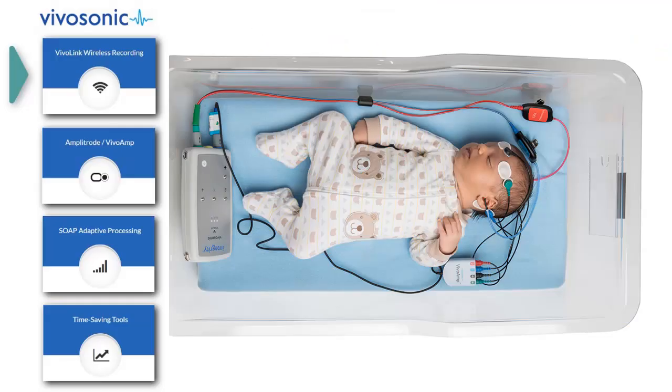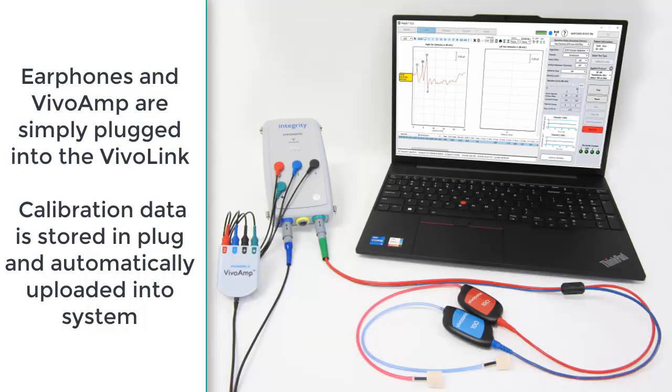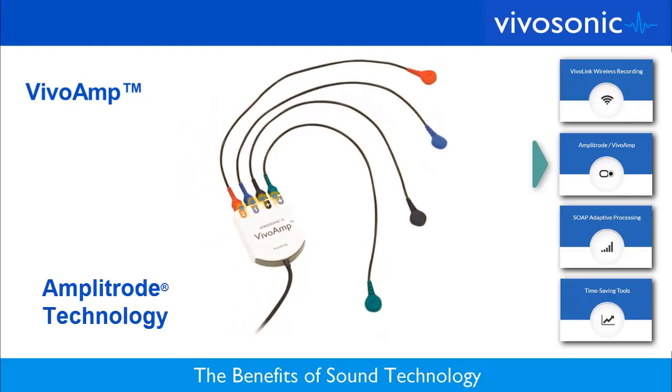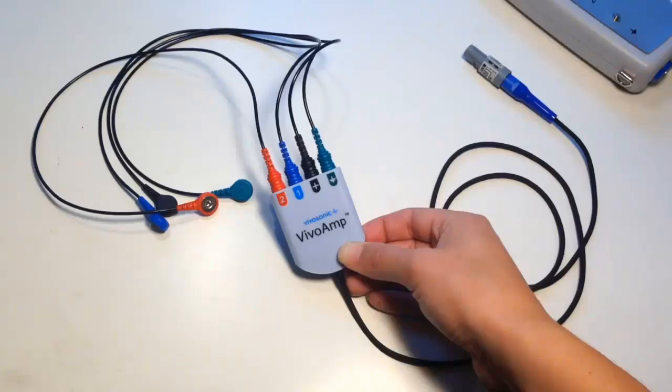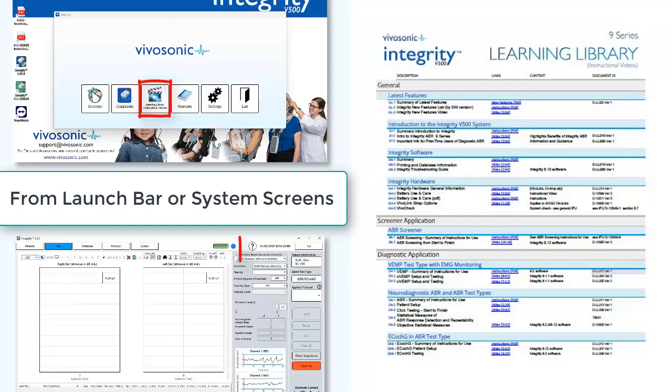The wireless VivoLink can also be used in neonatal intensive care units or operating rooms, where wires create barriers to safe and effective testing. The earphones and VivoAmp are simply plugged into the corresponding colored outlets on the bottom of the VivoLink. Calibration data is stored in the plug and automatically uploaded into the system. The VivoAmp uses the same technology as the Amplitrode and has superior noise shielding, with removable leads for a more flexible recording. On the Integrity system, a learning library is easily accessible on your desktop.